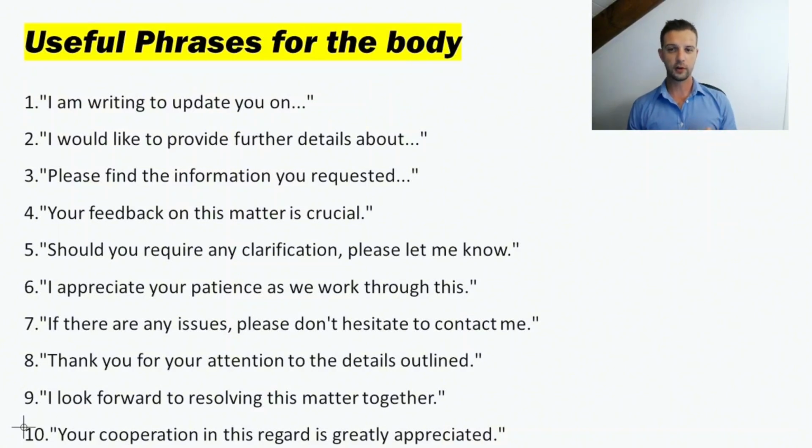Number 1, "I'm writing to update you on." Number 2, "I would like to provide further details about." Number 3, "Please find the information you requested." Number 4, "Your feedback on this matter is crucial." Number 5, "Should you require any clarification, please let me know." Number 6, "I appreciate your patience as we work through this." Maybe there's a delay. So this is a really good one for those project managers who are dealing with stakeholders.